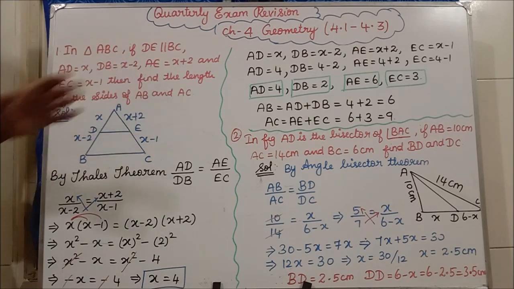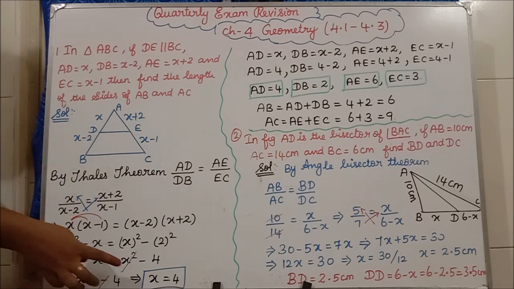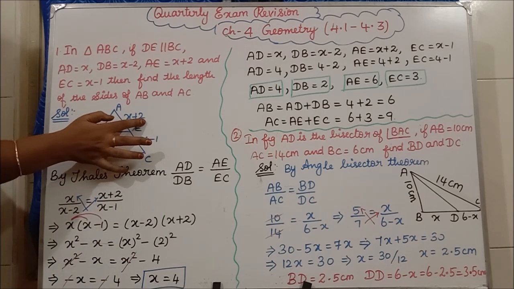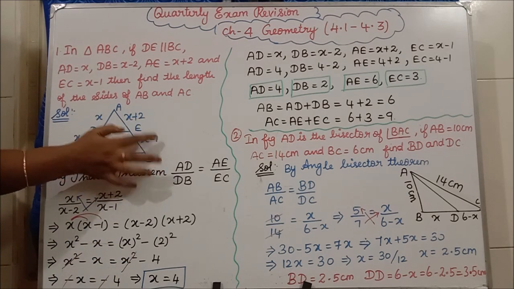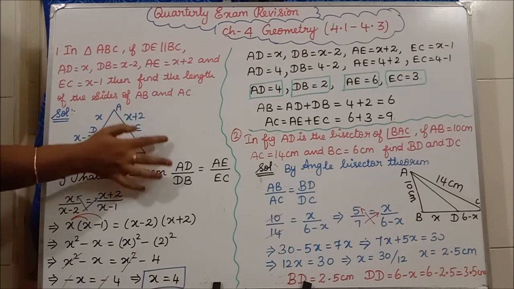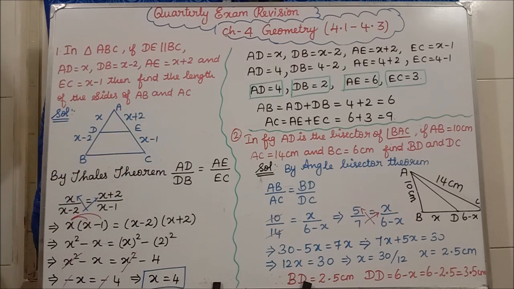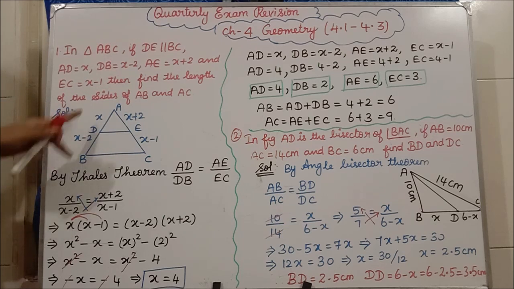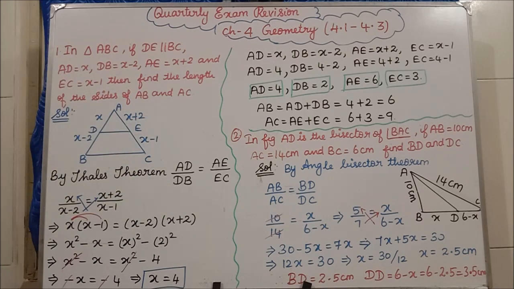Clear? Then similarly AC. Now we are having x is 4. 4 plus 2 is 6. 4 minus 1 is 3. So full length means here 6 plus 3 is what? 9. So AB length is 6, AC length is 9. Clear? Like this way you are going to do your exercise problem. You will get the correct answer.